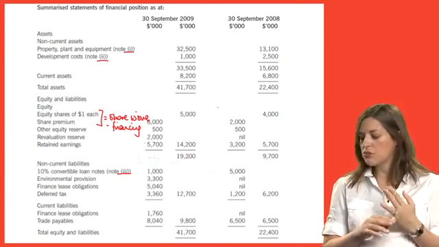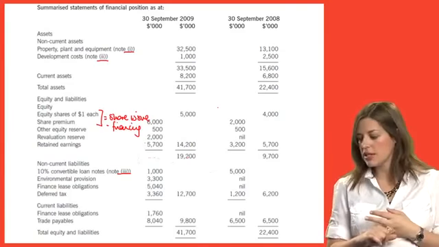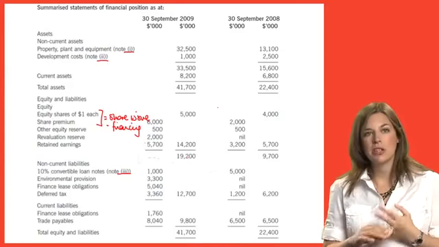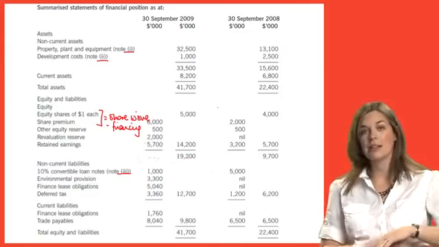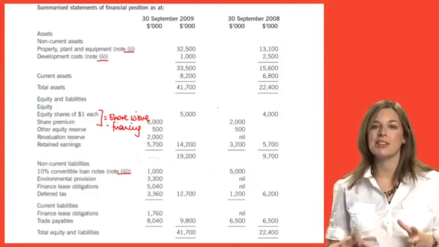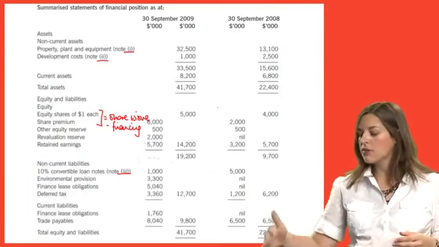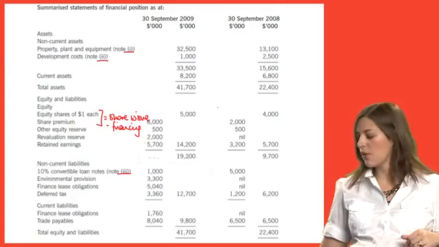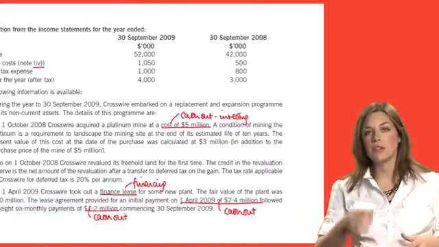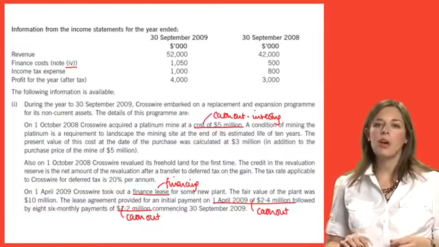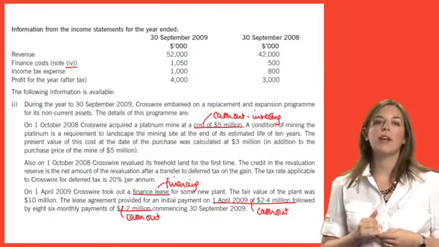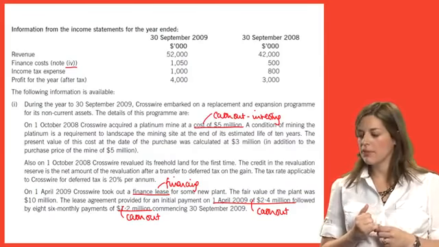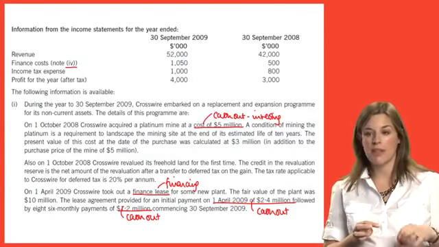There's a provision. Not interested in the provision. That's operating. Finance lease obligations. Financing. Tax. Into the operating section. I don't need that. Carry on down through and see what else you can identify. Let's have a read of the additional information. So in our additional information, we've got some finance costs. Okay. So we're going to need to know about what's going on in there.